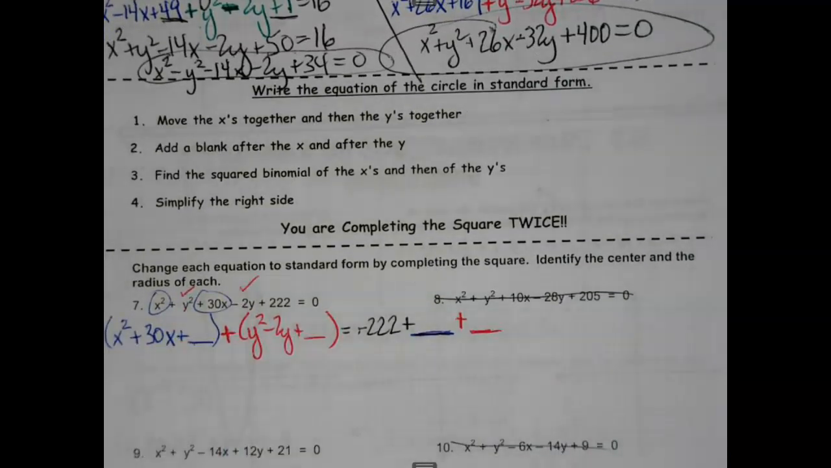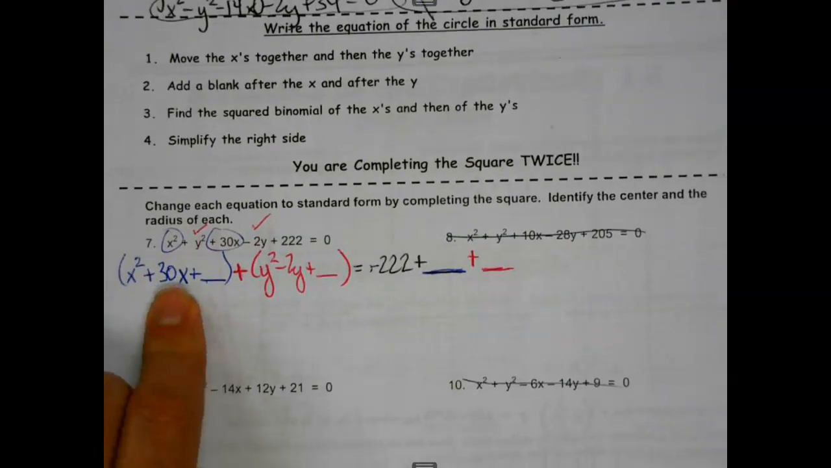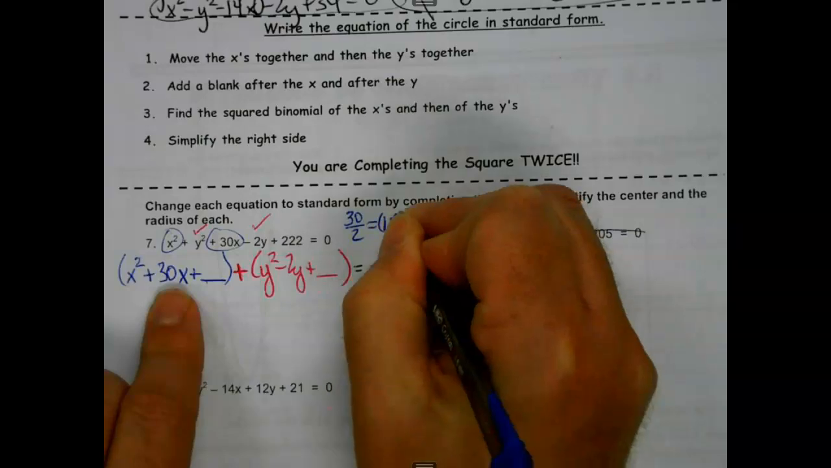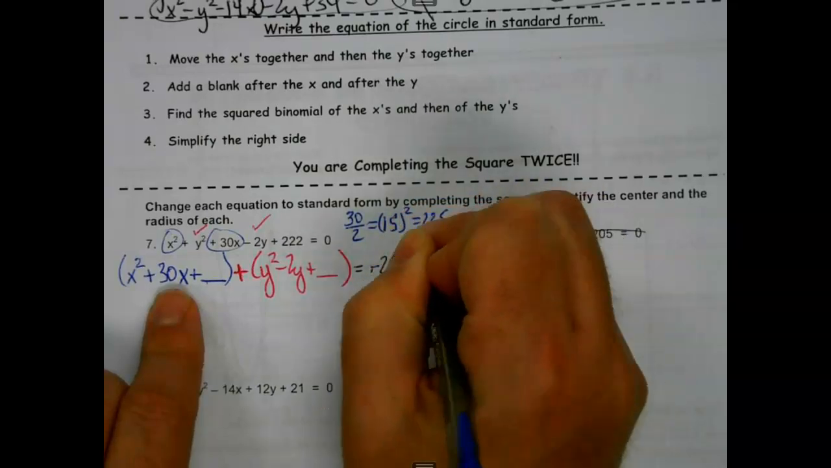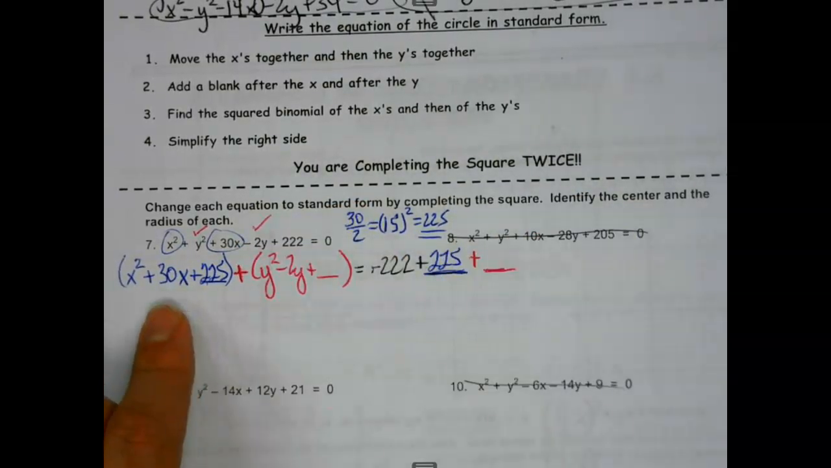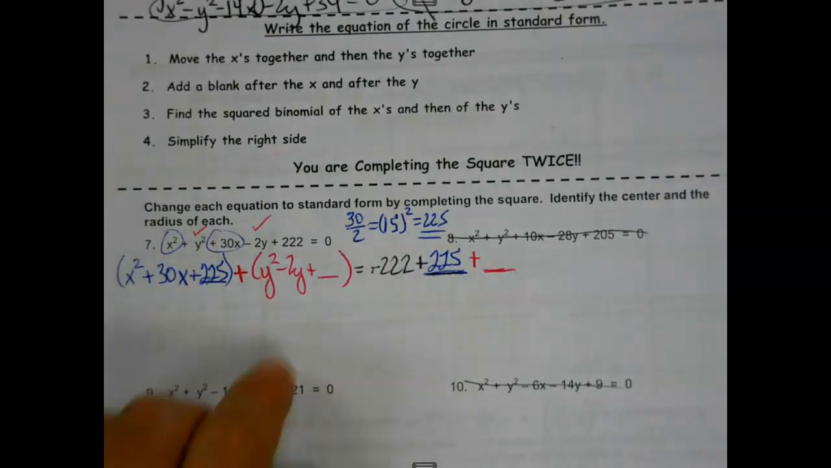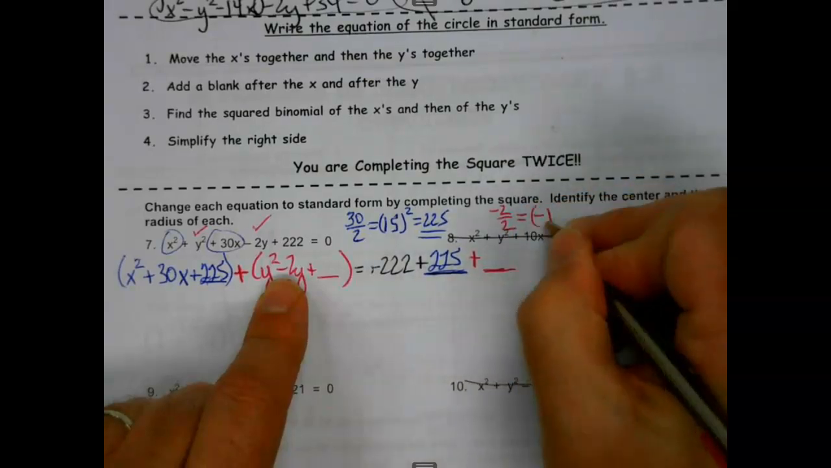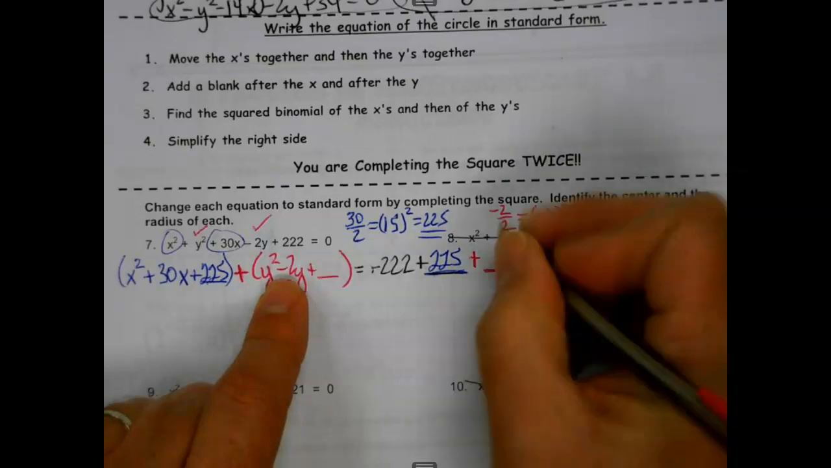Here comes the complete the square part. The x's and the y's are each going to need their own value. So you're going to have to complete the square twice. If we need a little refresher, I'm going to take this 30. I'm going to cut it in half, and I'm going to square it. So that's my x blank. And I'm going to do the same thing with my y. Take my negative 2, cut it in half, and square it.